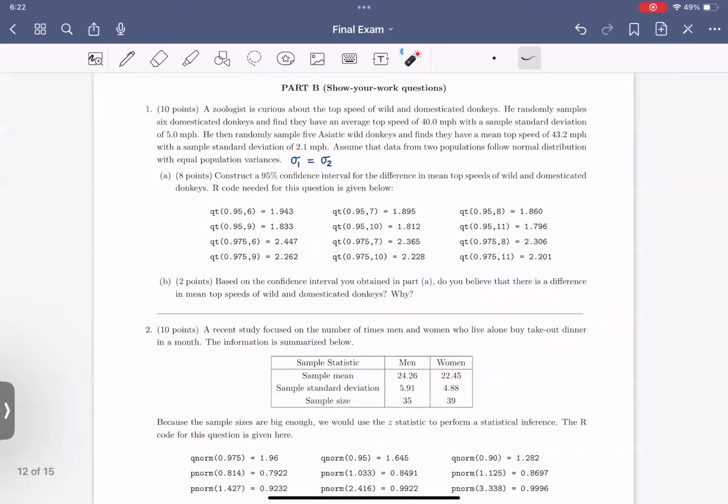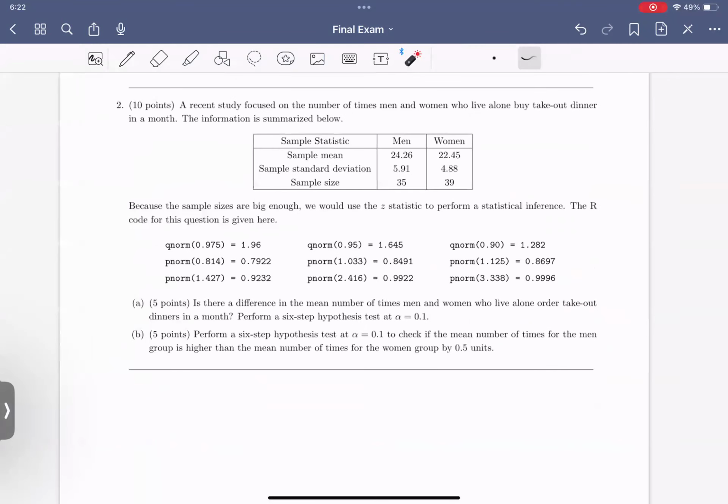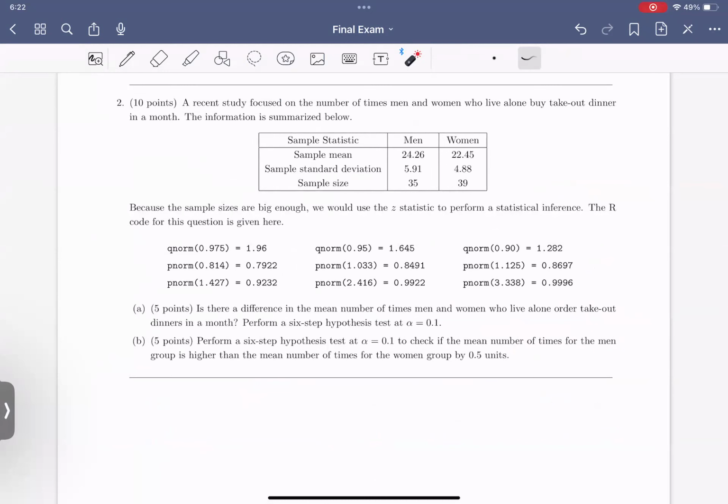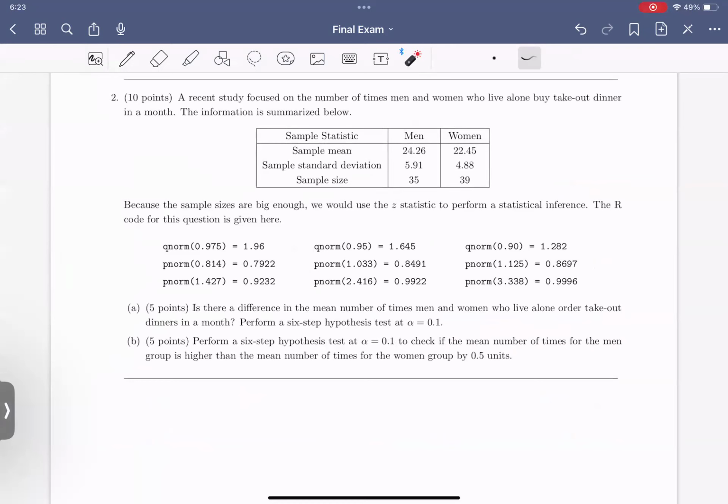All right. Question two. A recent study focused on the number of times men and women who live alone take out dinner in a month. The information is summarized below. So you have it here. Because the sample sizes are big enough, we would use the Z statistic to perform a statistical inference. They told you that you're going to use the normal for sure for this case. Is there a difference in the mean number of times men and women who live alone order take out dinner in a month? Perform a six-step hypothesis test at alpha equal to 0.1.